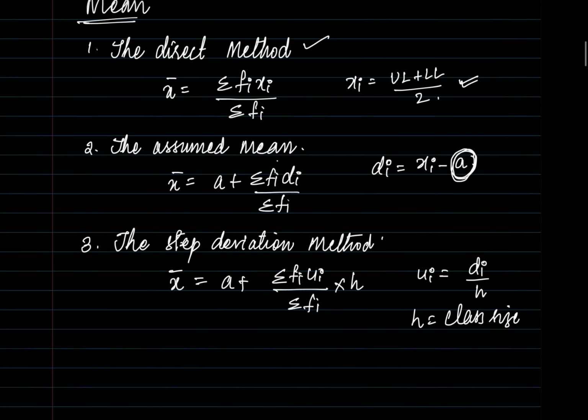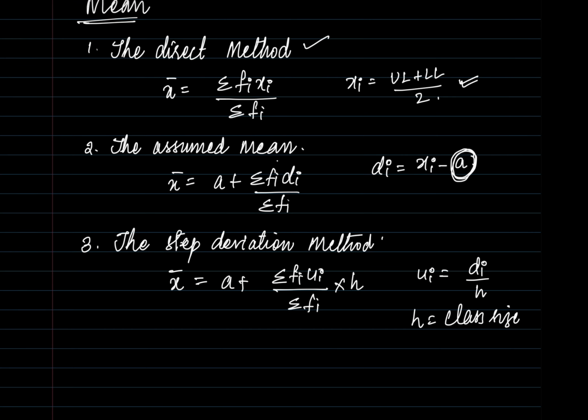Okay, and the third is the step deviation method. So x bar is equal to a plus sigma fi ui by sigma fi into h, where ui is di by h, and h is the class size. So without wasting much time, we'll see a few questions.